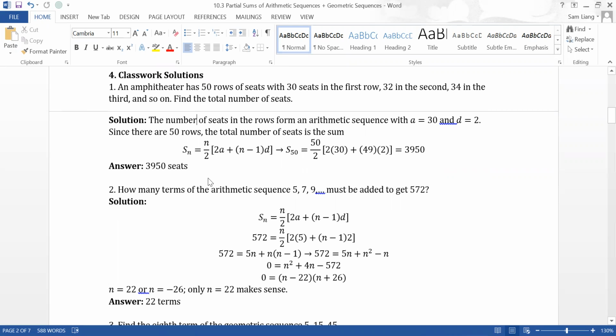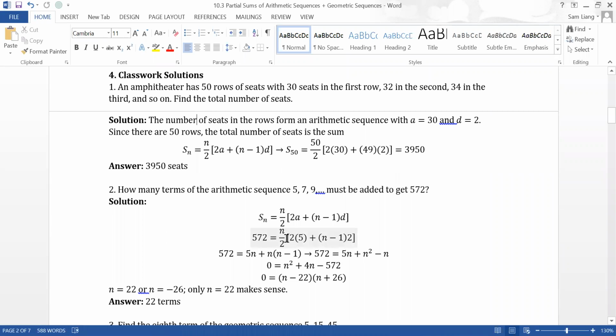Okay, I'm going to move on to question 2. How many terms of the arithmetic sequence 5, 7, 9 must be added to get 572? Okay, so we're going to use the same sum formula. S sub n is equal to n over 2, bracket 2a plus n minus 1 d. Here in this case, we already know the sum that we want, which is 572, and we're going to solve for n, right? How many terms are there in this arithmetic sequence to get 572? We have to solve for n.